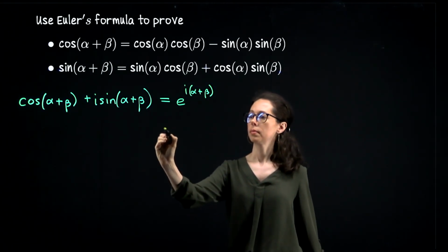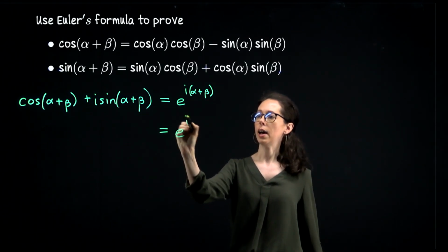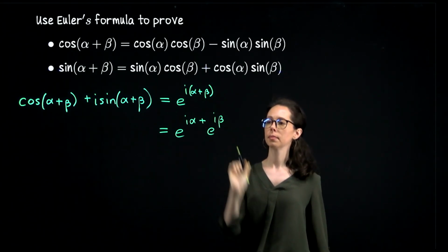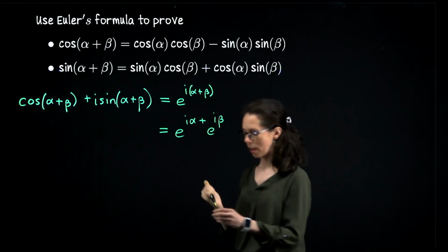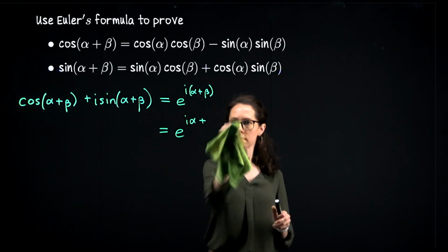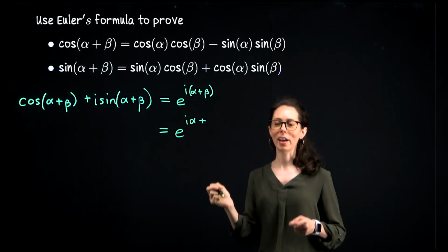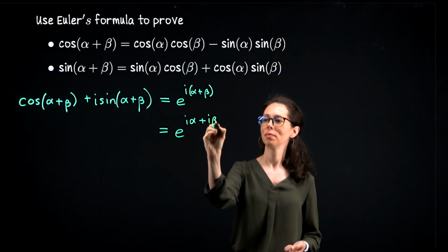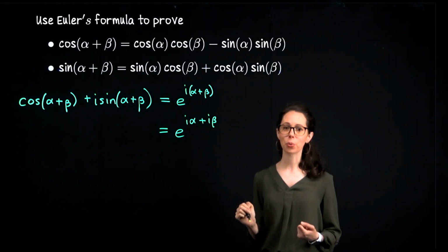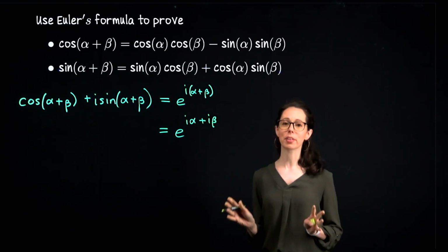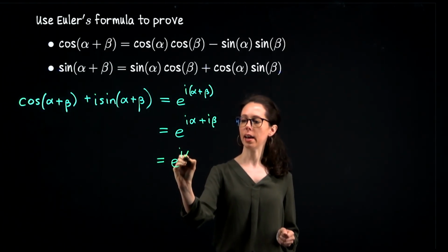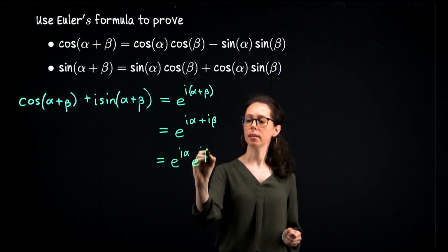Distribute. That is e to the i alpha plus i beta. Sorry, I wrote that wrong. There we go. I can break this apart into two exponential functions, but it's not going to be their sum, it's their product. So this is e to the i alpha times e to the i beta.